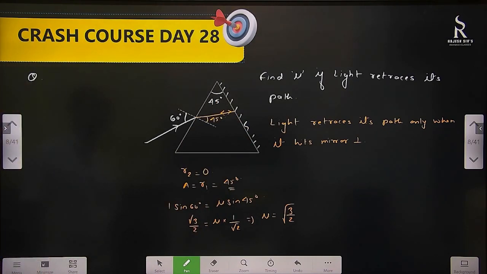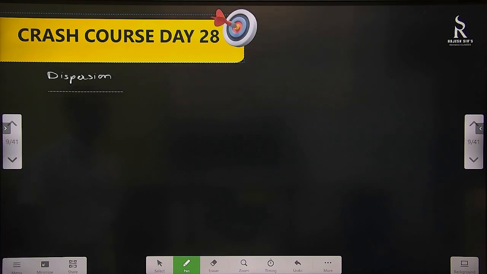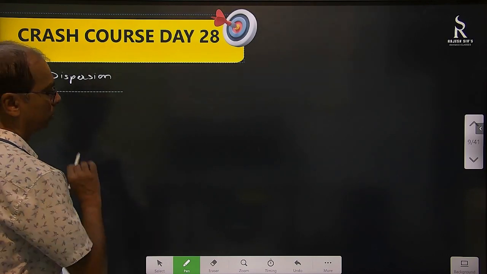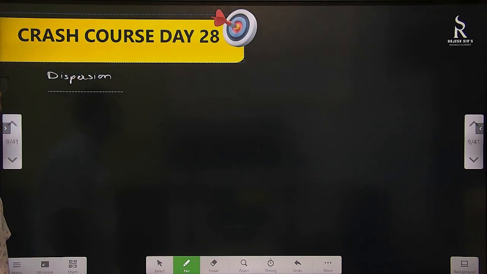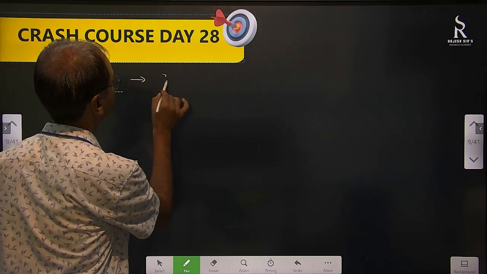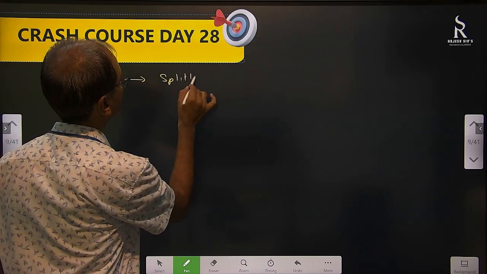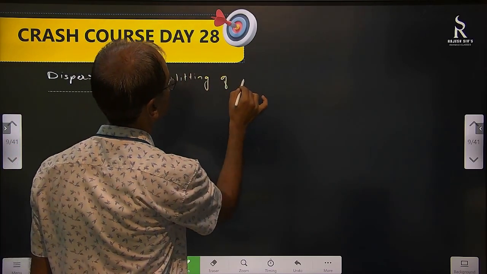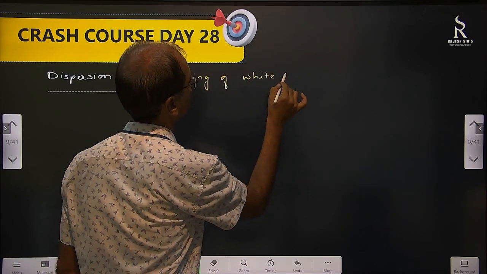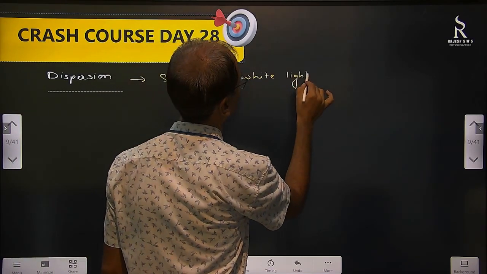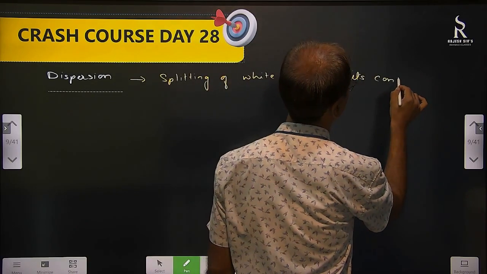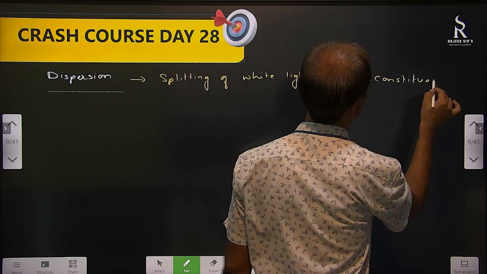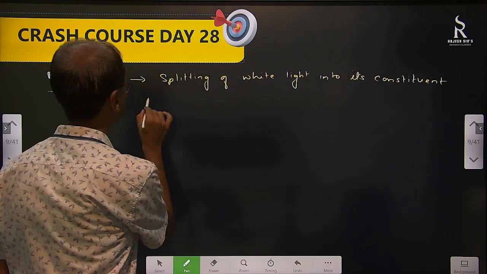Okay, then what else can we do? Next is dispersion. Dispersion is what? Splitting of white light into its constituent colors.